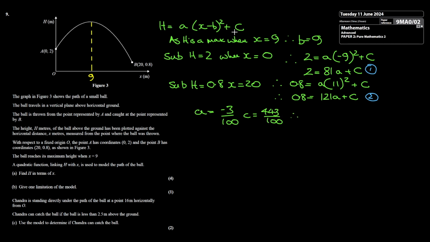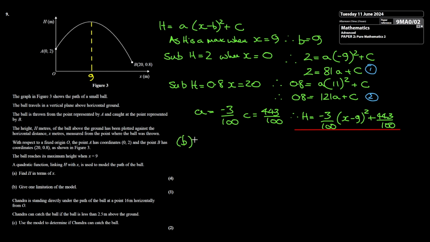So putting those both into h, we get that h is equal to negative 3 over 100, (x minus 9) squared, plus 443 over 100. And that's the answer to part A.